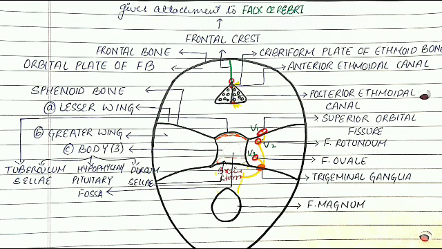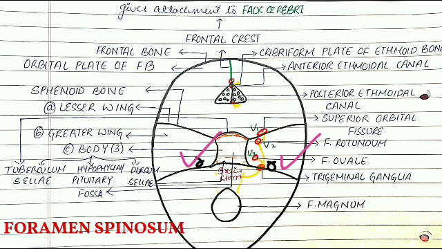After this superior orbital fissure lies your foramen rotundum. This is the foramen rotundum, and after that comes your foramen ovale, and after foramen ovale comes your foramen spinosum.